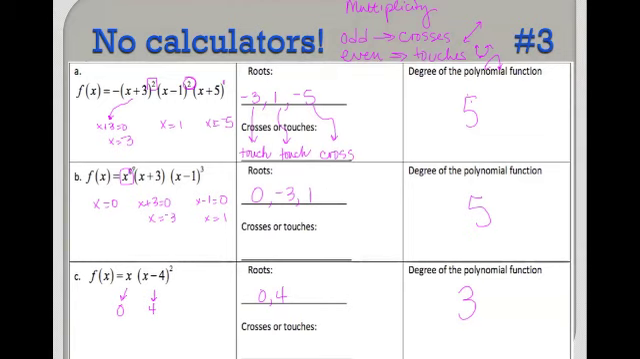At 0, the multiplicity is 1, so it's going to cross because 1 is an odd number. At negative 3, it's also going to cross. And at 1, it's also going to cross again. Okay, for C, the multiplicity is 1 at 0, so it's going to cross. And at 4, the multiplicity is an even number, 2, so I know it's going to touch.